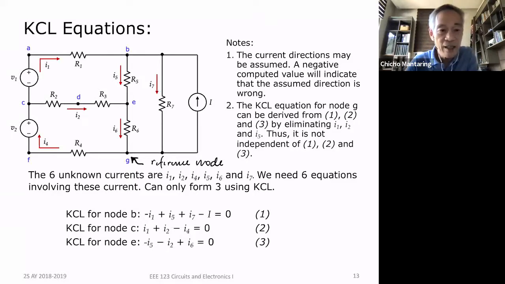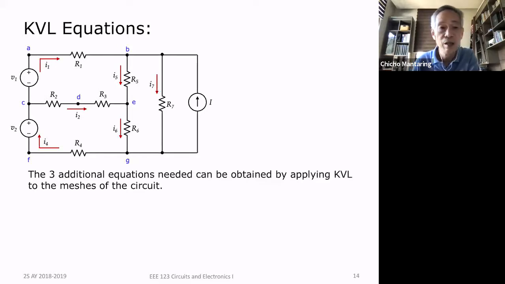Okay, again, 6 unknowns, I already have 3 equations. So saan ko kukunin yung remaining equations? I do that by applying KVL to the meshes of the circuit. I have 4 meshes. How many independent KVL equations can I form? I can form 4 KVL equations because I have 4 meshes. But I only need 3.